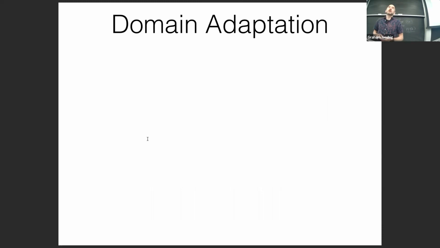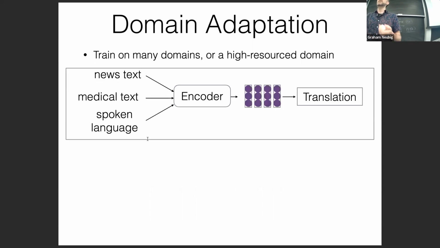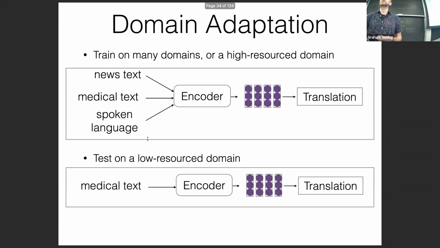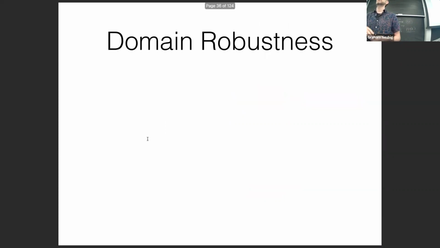Okay. So now I'd like to talk about domain adaptation. In domain adaptation, basically what we do is we train on many domains, or we train on a single high resource domain and then try to adapt to other domains. So this is one example here. And then we are usually testing on a low resource domain. We're testing on a domain where we don't have enough resources to train a model well solely on that domain. And there's supervised or unsupervised adaptation. Supervised obviously being where we have labels in the domain, unsupervised where we don't.